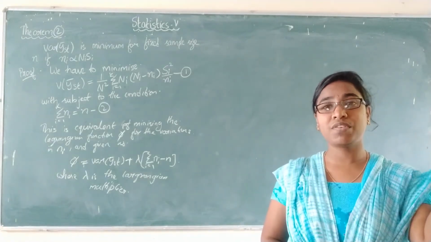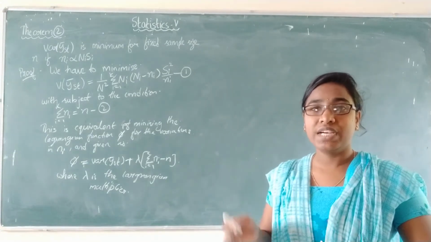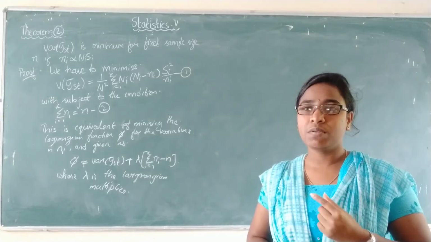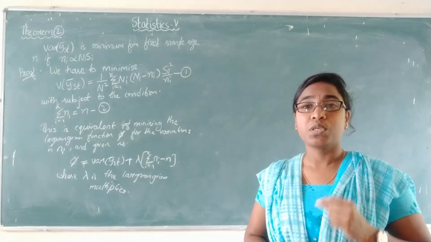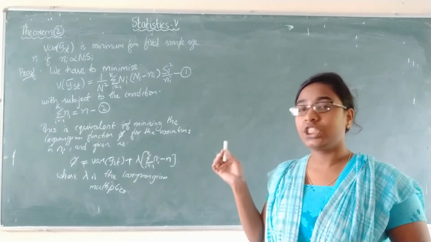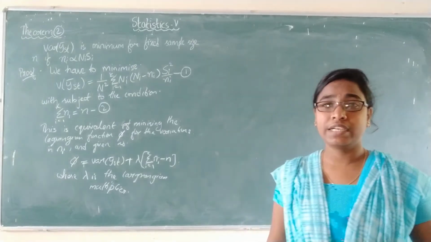So always, for finding the minimum variance, first we will find the first differentiation. From that first differentiation, we will get one specified ni value. That ni value we will be considering for the optimum allocation, and in the second differentiation we will check whether it is greater than 0 or not.